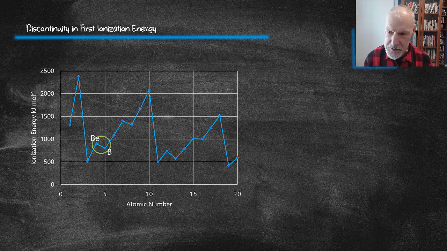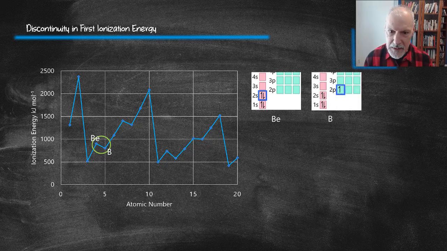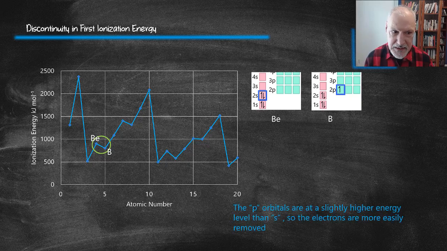First off, let's look at the first gap between beryllium and the element boron. To gain an understanding of what's going on, let's look at their energy level diagrams. First of all, beryllium with its last electrons being placed in the 2s, and then boron with its last electron being placed in the 2p. The p orbitals are at a slightly higher energy level or more distance from the nucleus. That results in them being more easily removed.